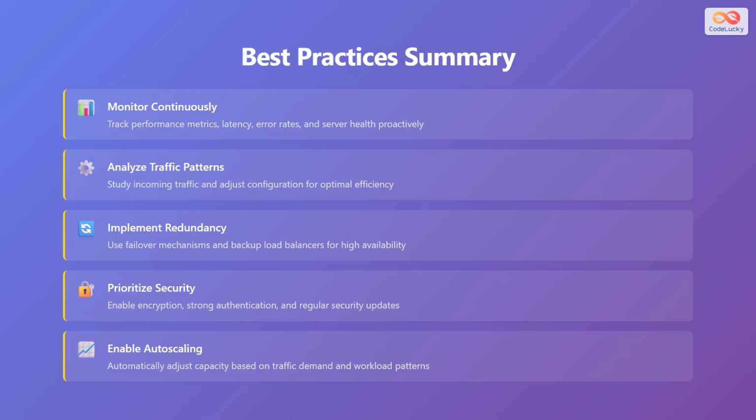Third, implement redundancy by using failover mechanisms and backup load balancers to ensure high availability and eliminate single points of failure. Fourth, prioritize security by enabling encryption, enforcing strong authentication, and applying regular security updates to protect your infrastructure. Fifth, enable auto-scaling by automatically adjusting capacity based on traffic demand and workload patterns so your system responds dynamically to changing needs. These practices combined create a robust, scalable, and secure load balancing environment.